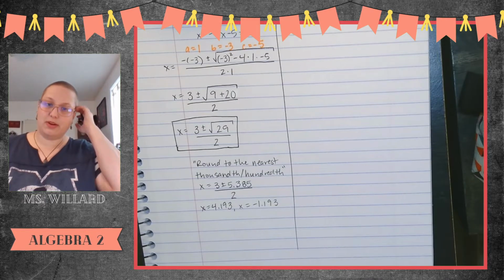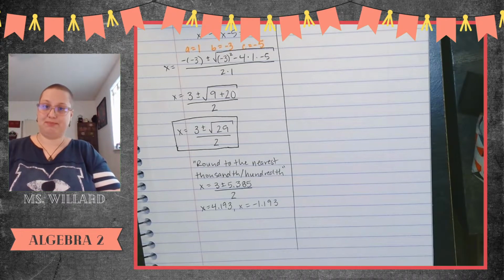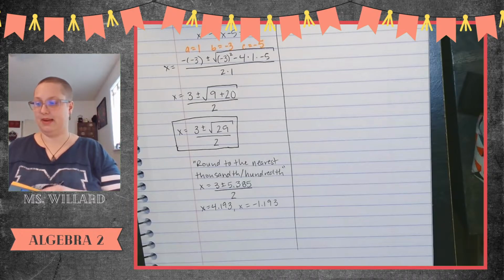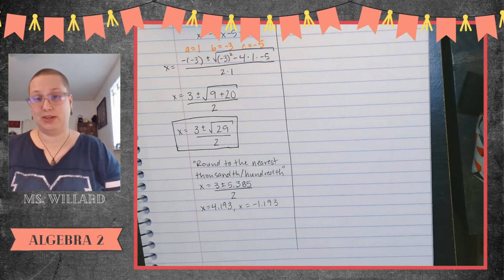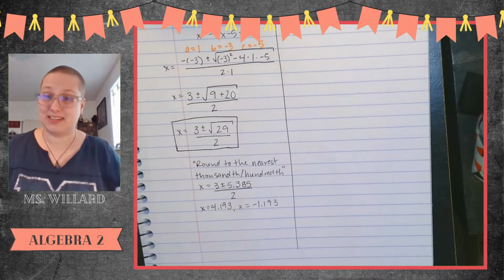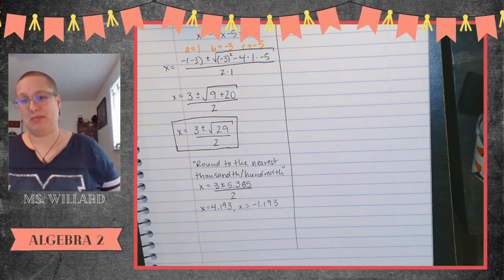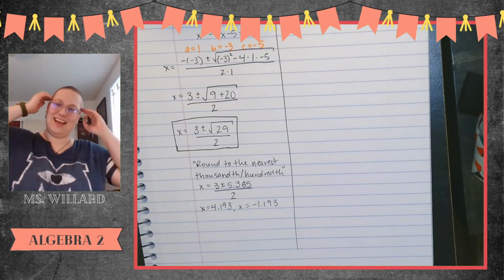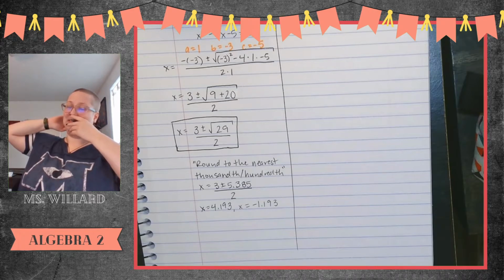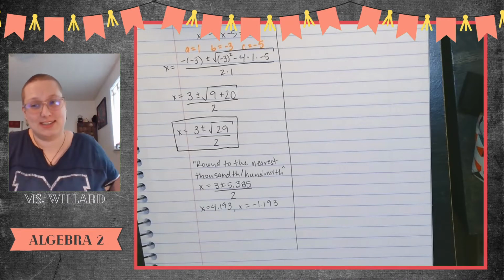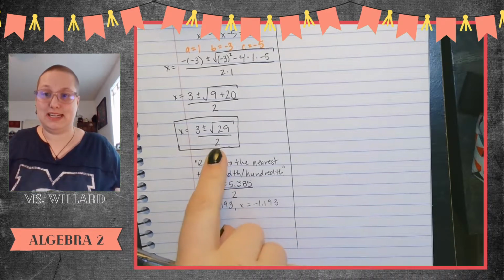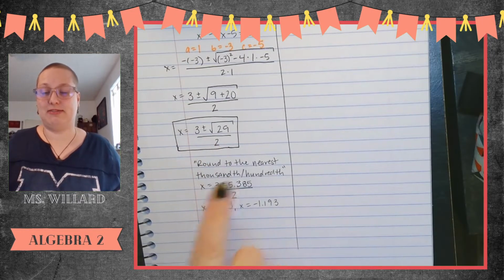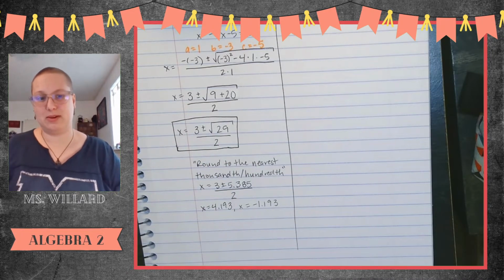And I would get 4.193 and negative 1.193. So if it says to round to the nearest, whatever, you want to do that. Otherwise, this is the best form of the answer. And I'm not being sassy that it's my favorite. It's just, this is the more complete answer, because if I do this in a calculator, I can find any decimal place I want. So that's why we do that.